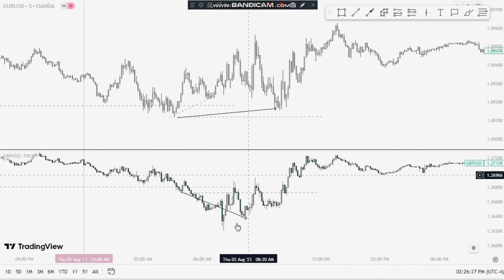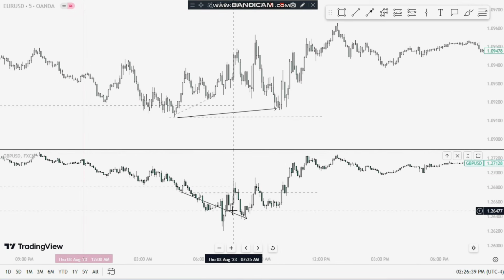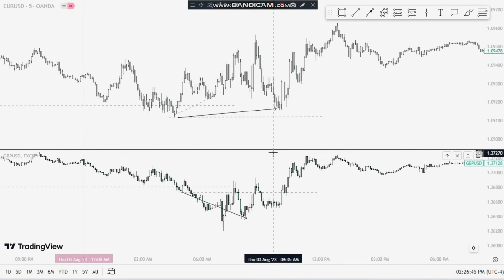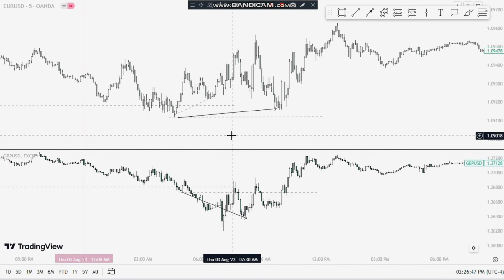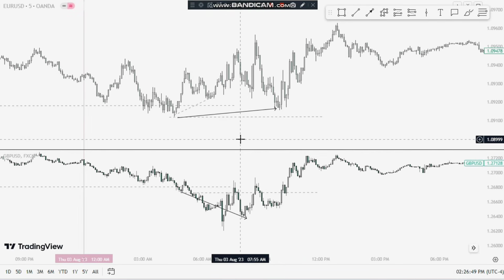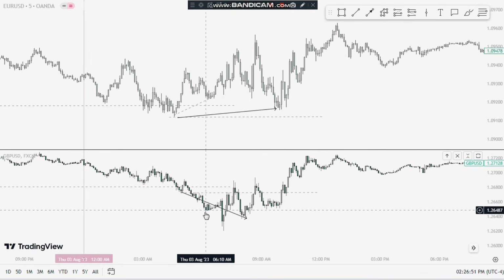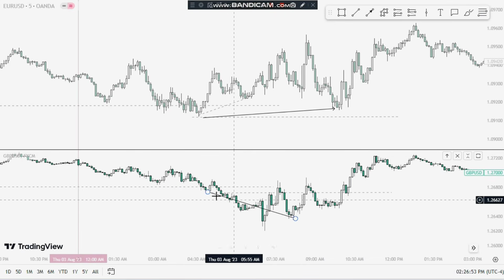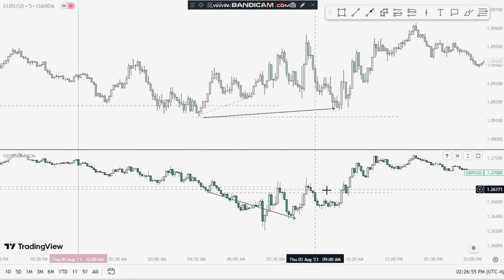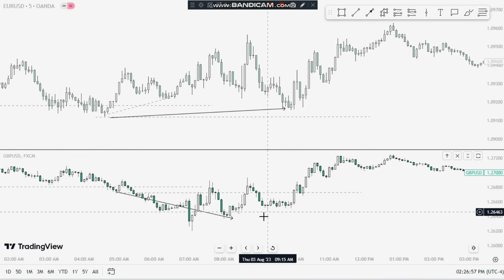Now that you got the divergence and you got the sweep, you have to look for the order block. So these are three steps. First, you have to wait for a sweep, then you have to wait for a divergence, and finally you have to look for the order blocks. So anything below this line, any order block below this line will be a valid order block.